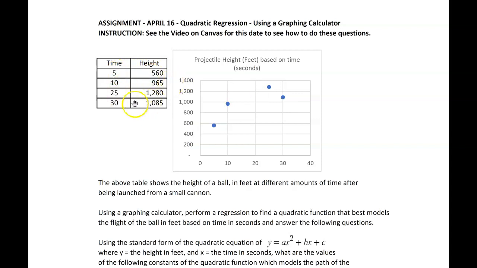And we're going to start with these 4 points here. Now what we're going to do is we're going to take those points and we're going to use a graphing calculator to run a regression, a quadratic regression it's called.